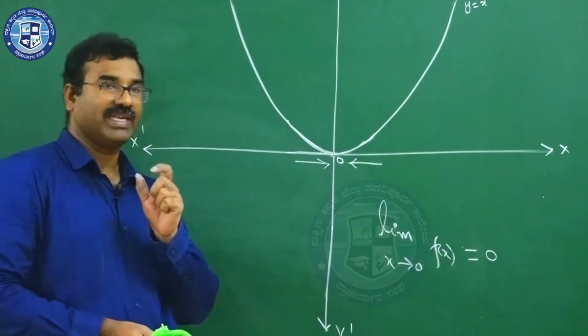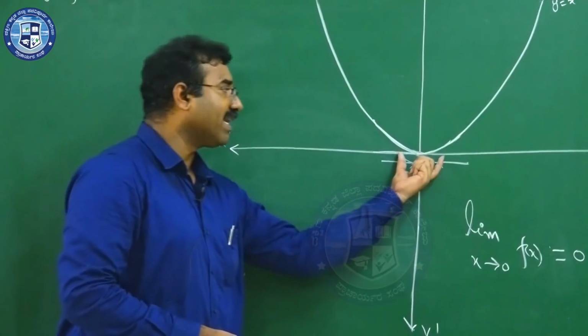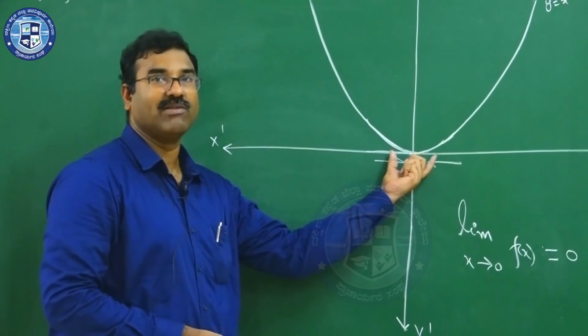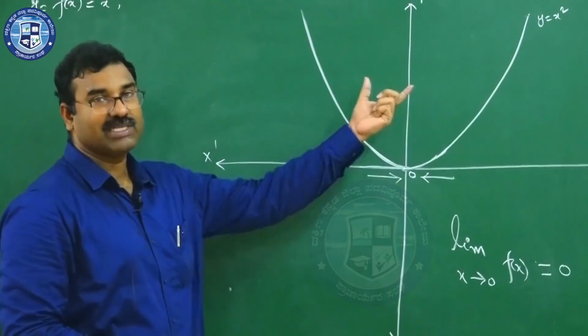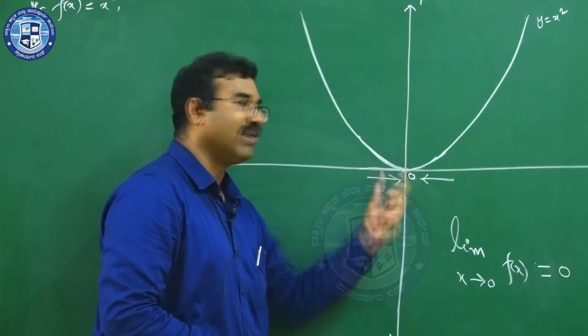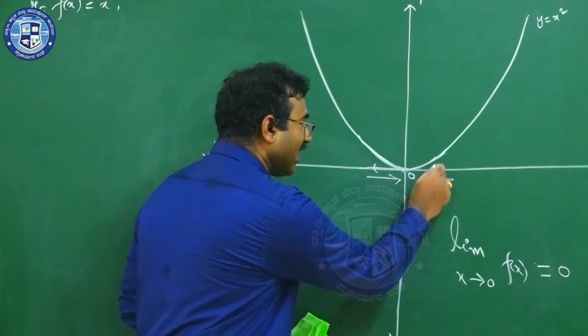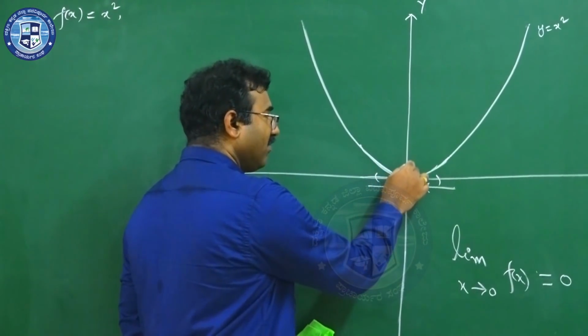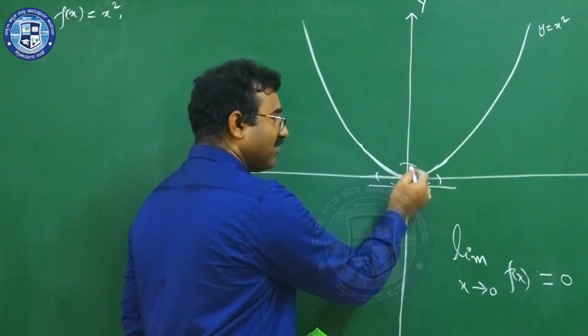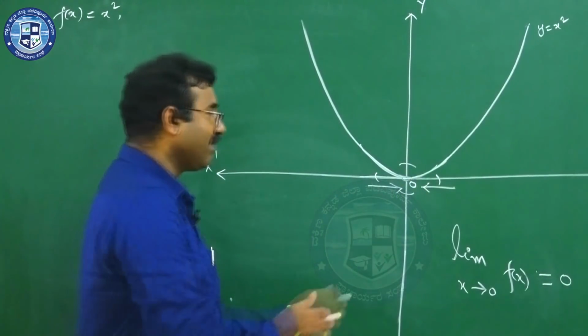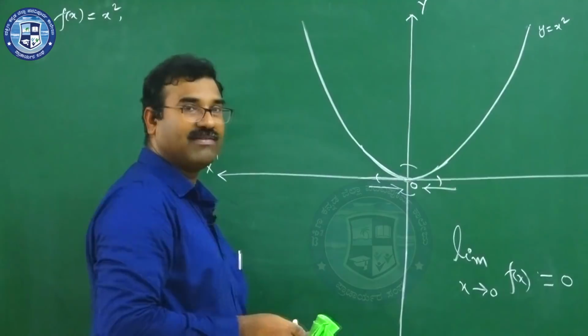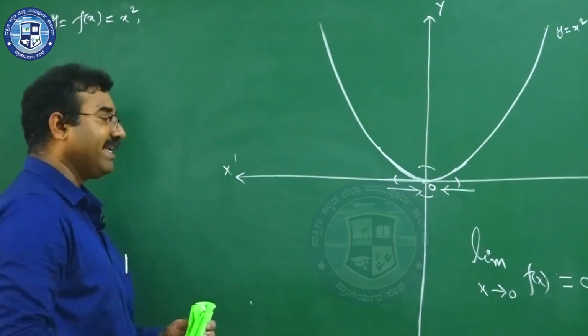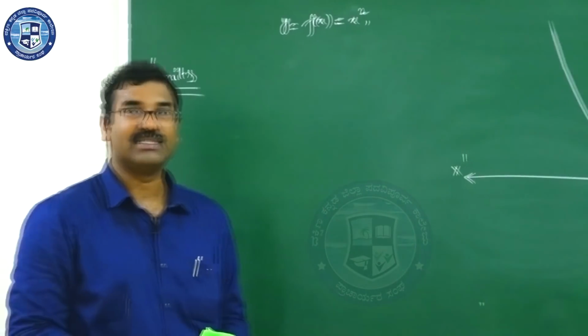That means, in other words, we can say that when x is moving around 0, the y is equal to x square is moving around 0 only. So that means when x is moving around this 0, the y values are also moving around this one. We can say like that. So the limit as x tends to 0 of f(x) is 0 now.